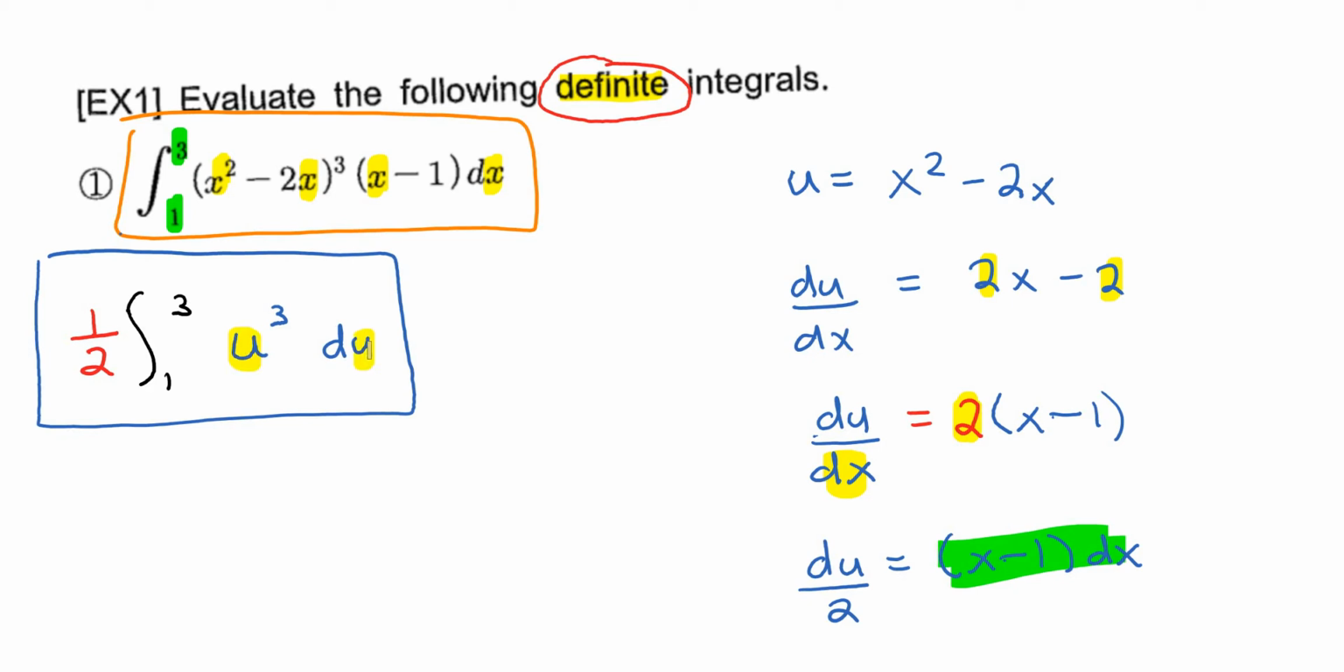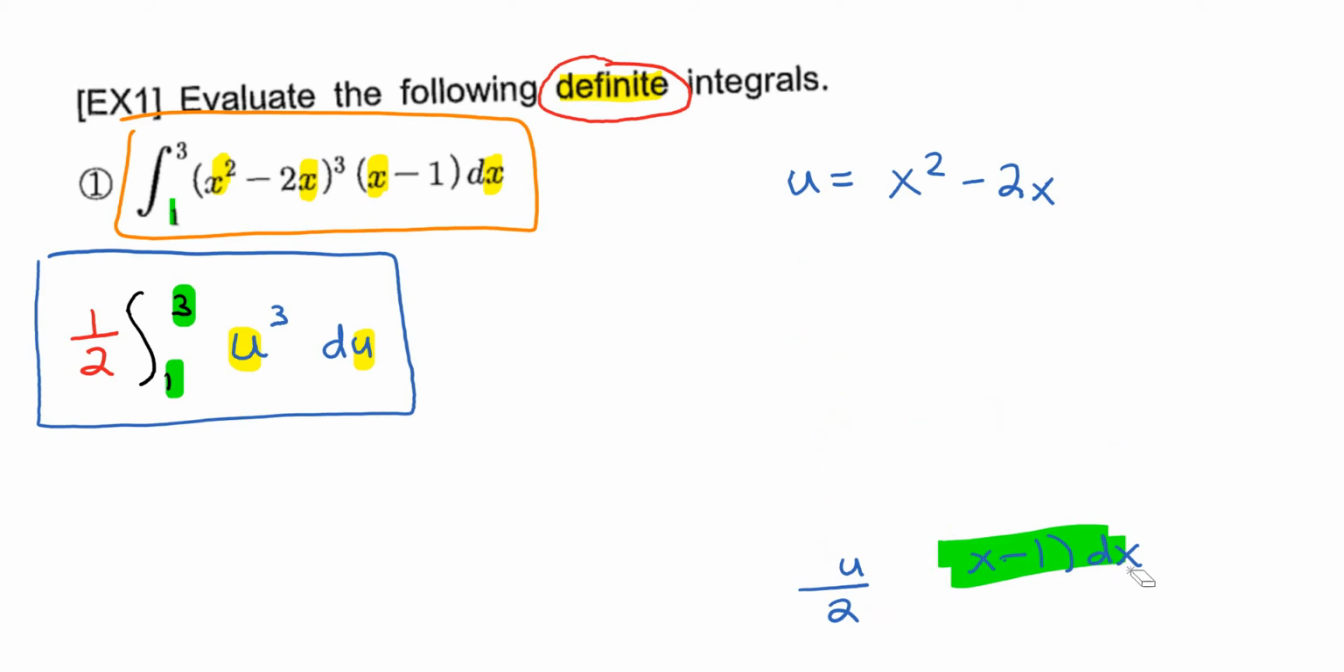So what I need to do now is change the upper and lower boundaries so that they are represented in terms of u and not x. The way I do that is on the right-hand side, I'm going to replace all of this. So I'm going to erase all that, and let me just rewrite the boundary over here on the right-hand side. So my boundary right now is going to be 1 and 3.